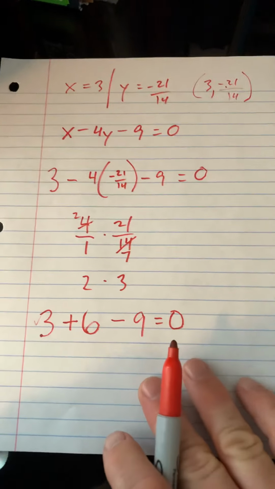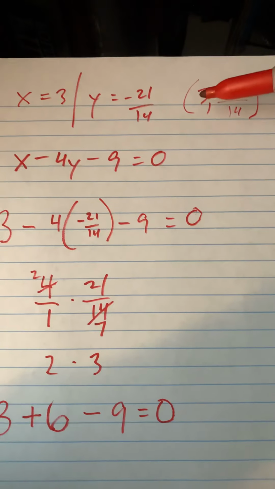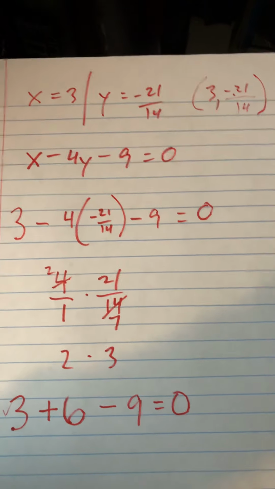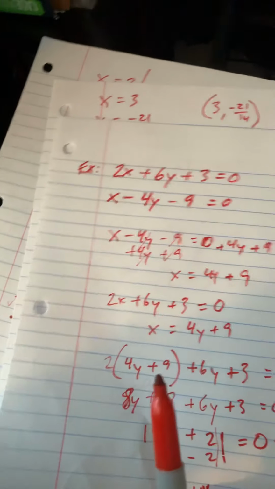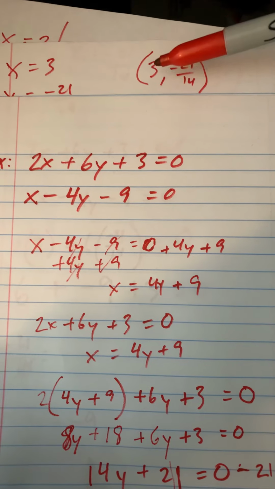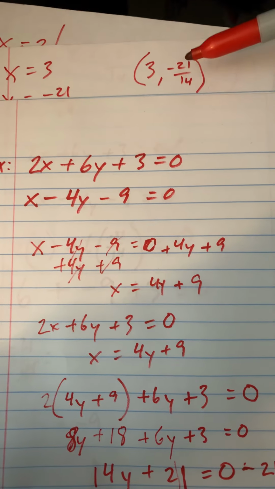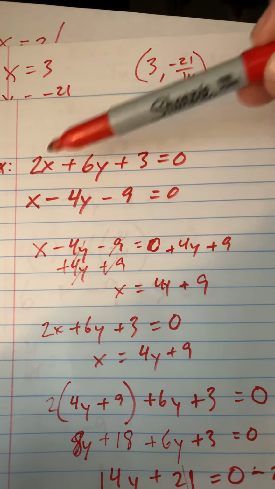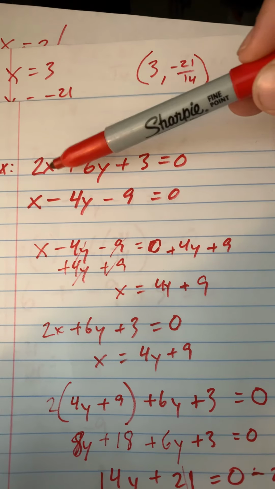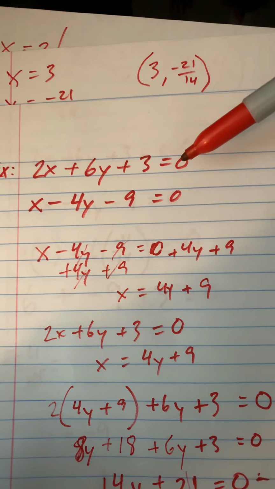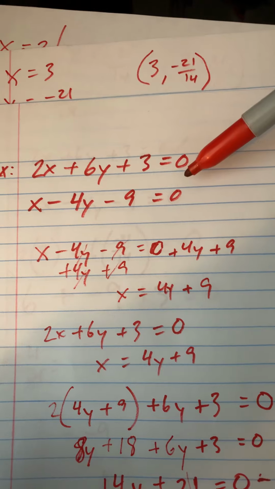All right, so what this means is that when I plug in my values to both of our original equations, I'm going to bring back the original paper. We did all this work to figure out that x is 3 and y is negative 21 over 14. When I plug in 3 for x and negative 21 over 14 for y, in both of these I get 0, which means it's correct.